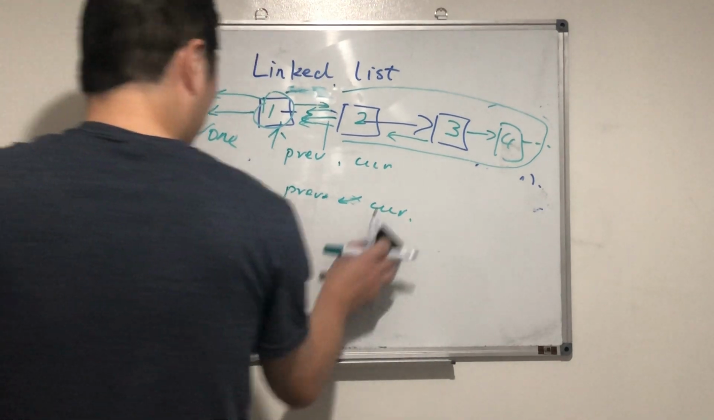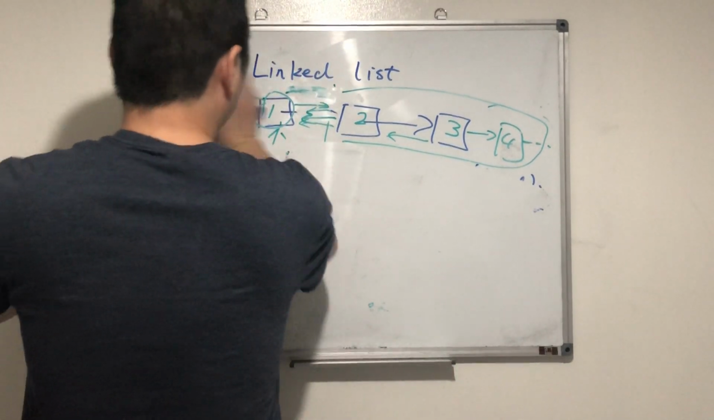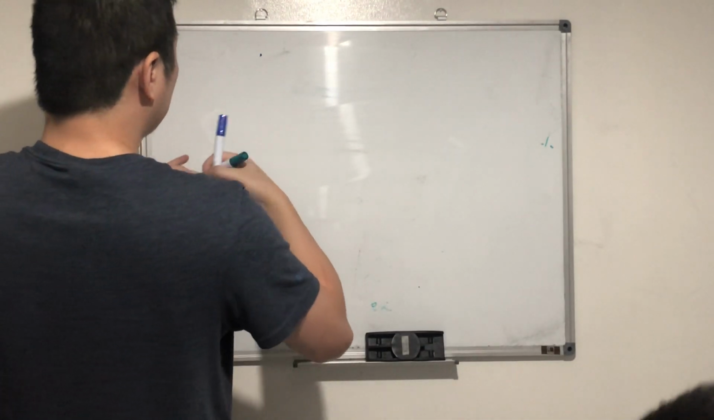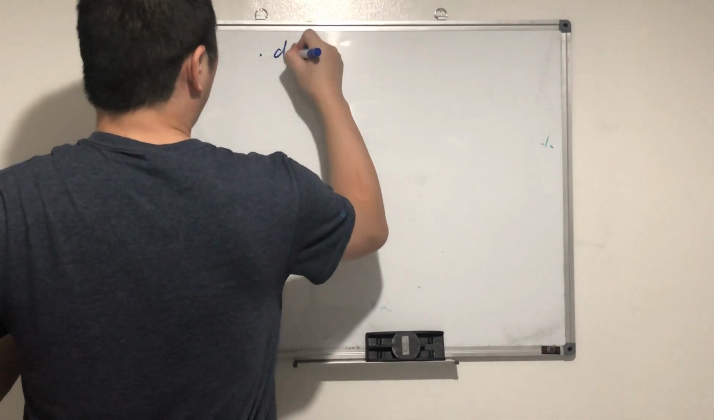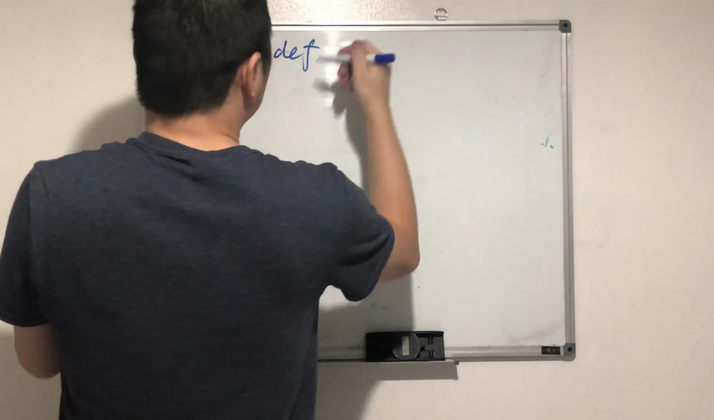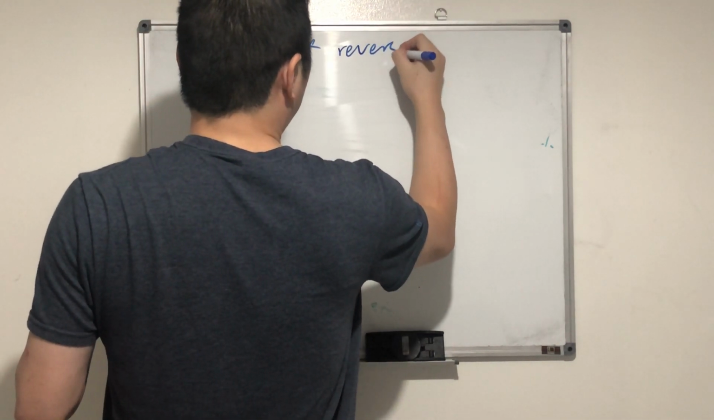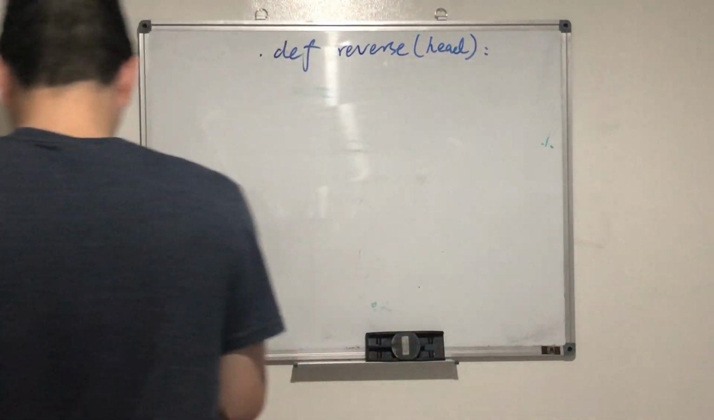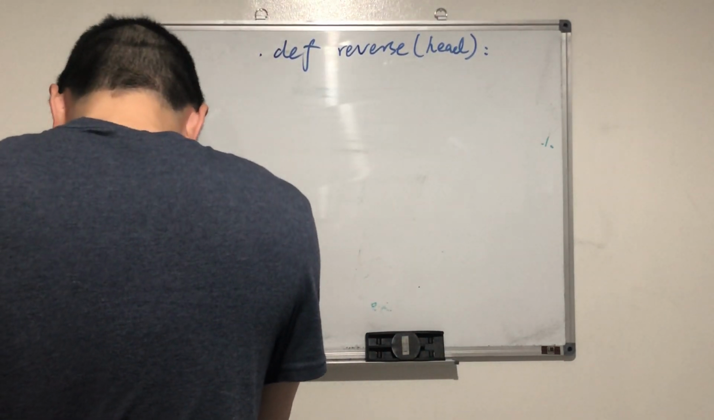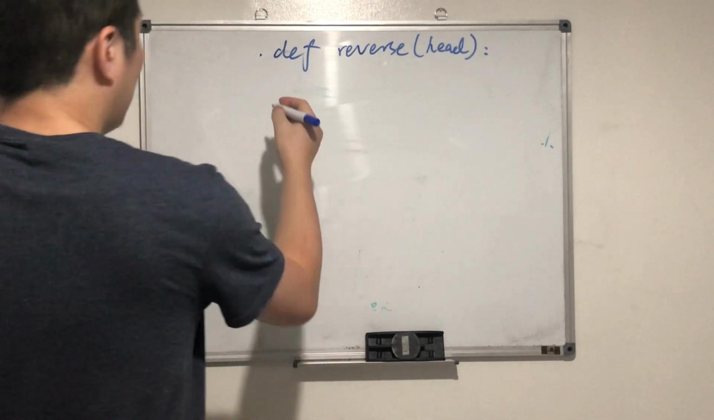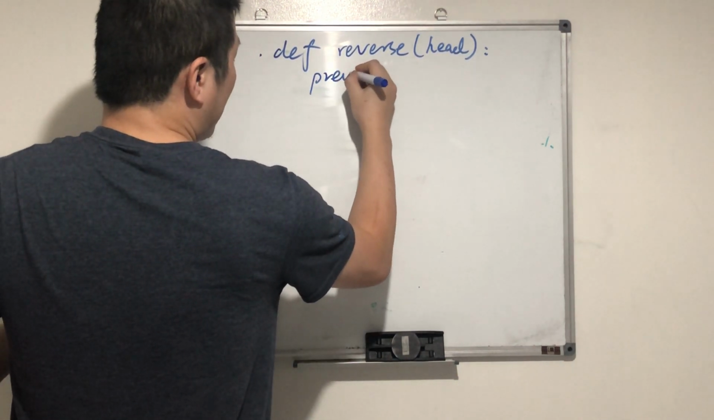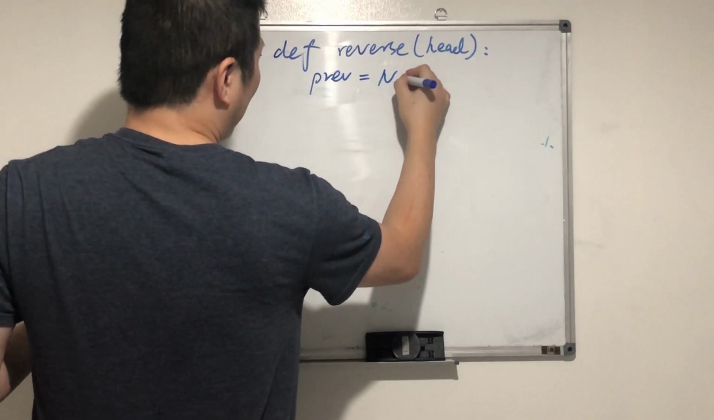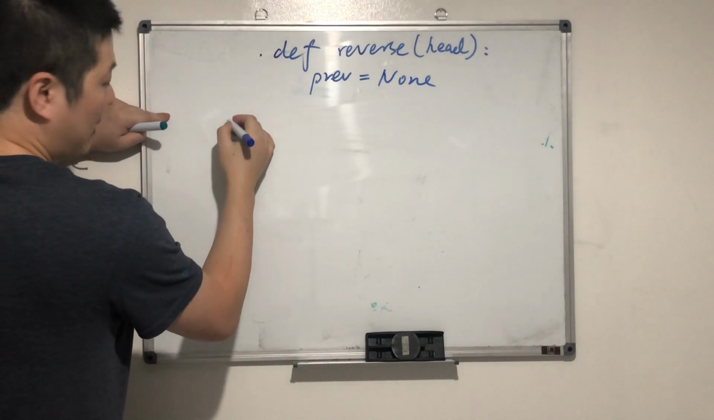Okay, good job. So now let's do this using this. Define reverse, head. What's missing here? Always a colon, at the end of the first line. Previous node is None.